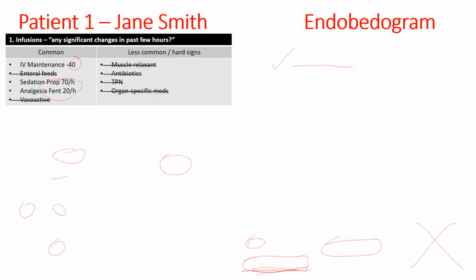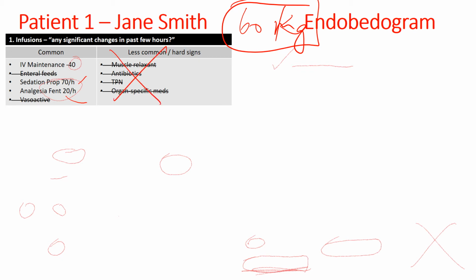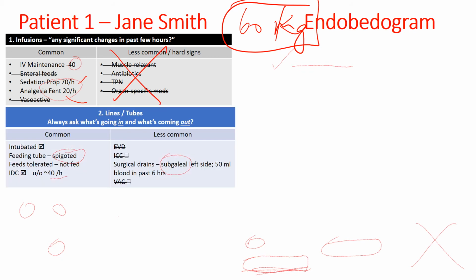Now, the end of bed examination. Okay, are there any significant infusions? In this instance, she's on a small IV maintenance of 40 mils an hour. Now, from the end of the bed, she seems to be roughly about 60 kilograms, and she's getting 40 mils of maintenance. Plus, she's getting about 7 mils of propofol and about 1 mil of fentanyl. So she is sedated with these two things. No obvious muscle relaxants, antibiotics, etc.